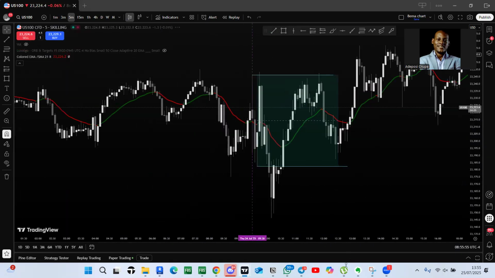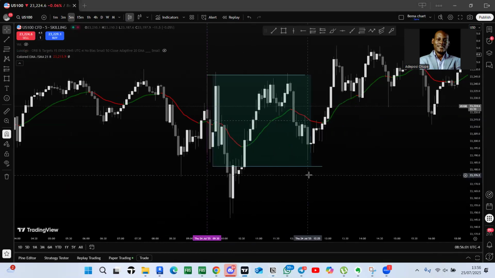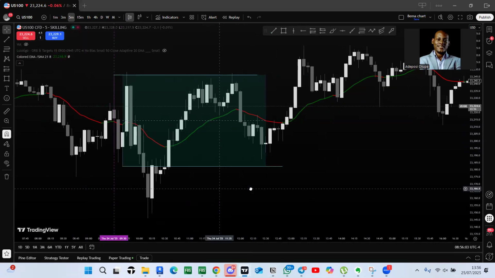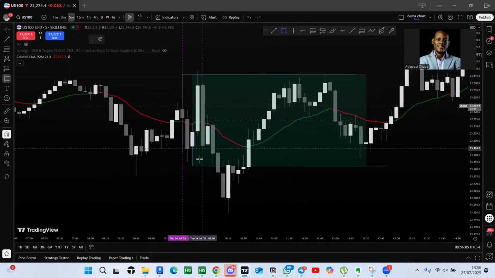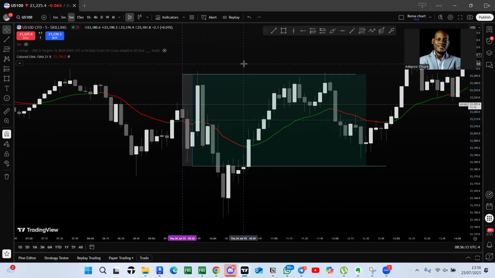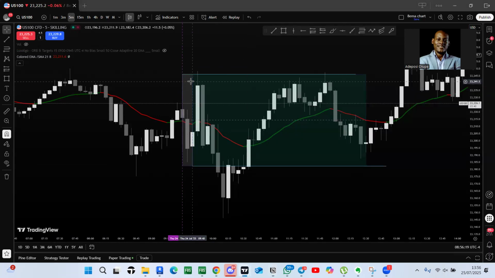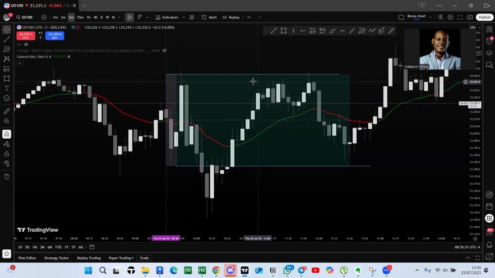So what are we looking for? Let's go back to the strategy. Wait for the 15-minute range to form. You must have patience for this 15-minute range, the first three candles to form, which is what we have right here. All right. That's the first three candles. So what's the next thing? Mark the high and low of the range. We've done that. I have indicators that do this for me automatically.